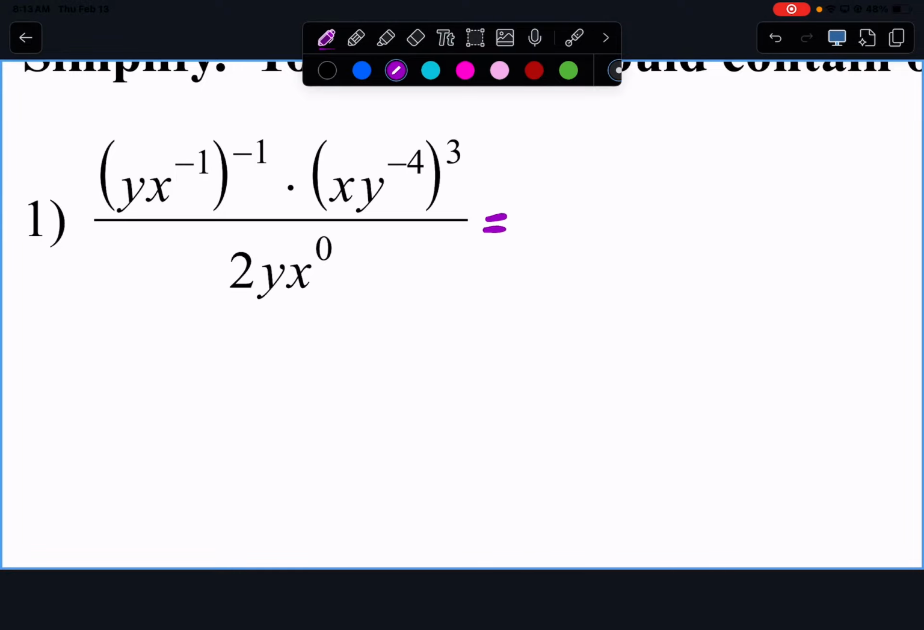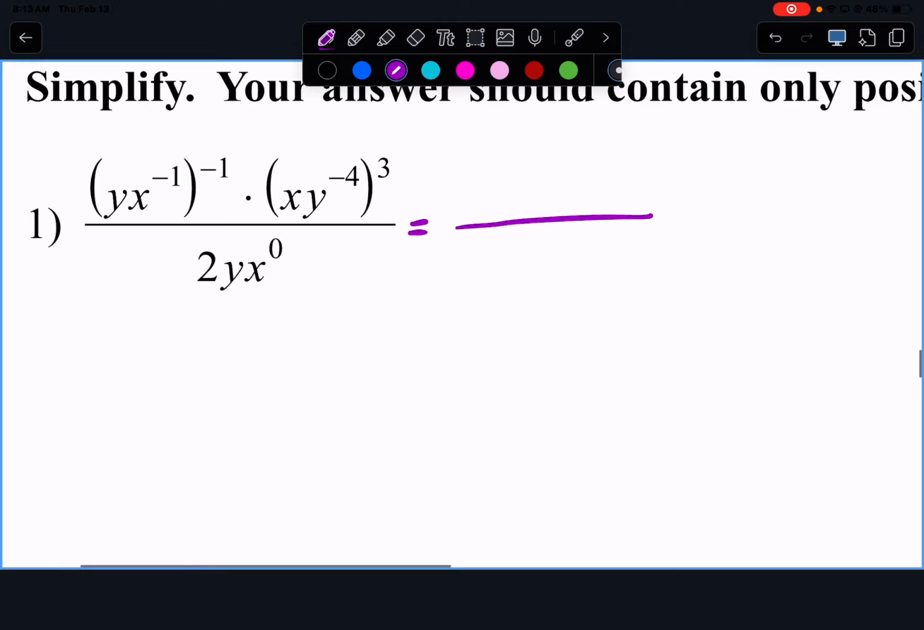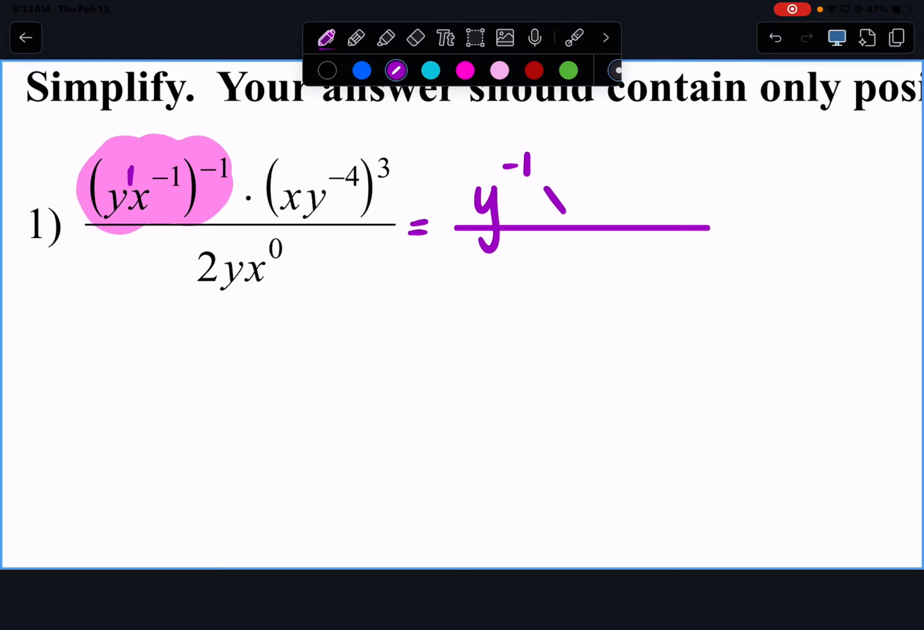Let's start with the pieces of this that we can look at. Let's look at this section right here first. I'm raising a power to a power. When I raise a power to a power, what do we do? Multiply. And what is the understood power already on the y? 1. So we do -1 times 1, which is -1. So we get y to the -1. Then we have x to the -1 to the -1. So -1 times -1 is 1. So we get x to the 1.